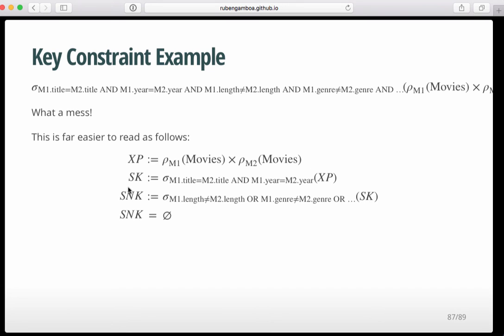And now what we're going to say is we're going to look at the key. So these are all of the, this is just a selection of the cross product where M1 title is the same as M2 title and M1 year is the same as M2 year. So I've looked at all tuples that agree on the key. And now let's look at all the tuples that do not agree. So I'll take all of the ones that agree on the key, but then I'm going to filter out when they have different lengths or when they have different genres, or basically I'm looking for any differences at all between those tuples that have the same value of the key. And the difference should be empty. There should be no rows that satisfy that, okay? Because that's what it means to be a key.